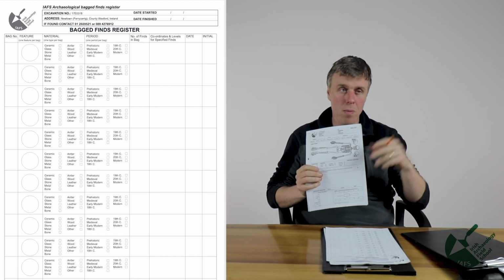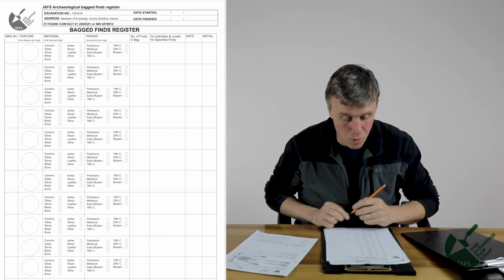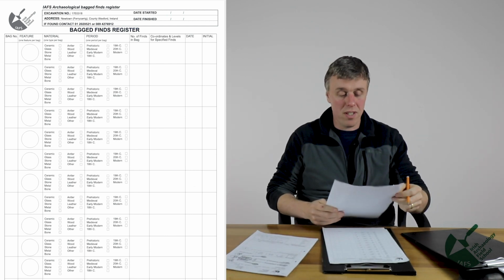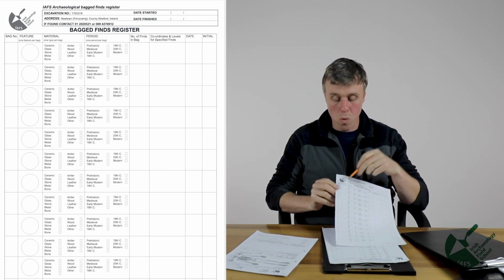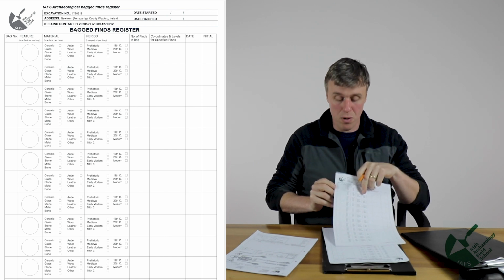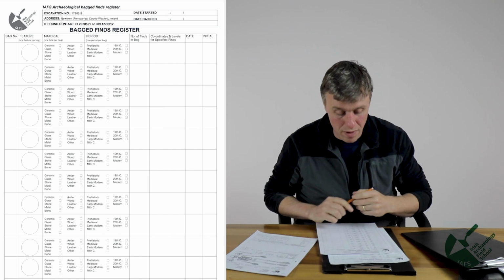So those are the three numbers we're dealing with in this scenario. Burial 1, the fill is 101, the cut is 102, all right? The first finds that we find from that would be bag 101, and they'd be from feature 101 because that's the fill number, okay?